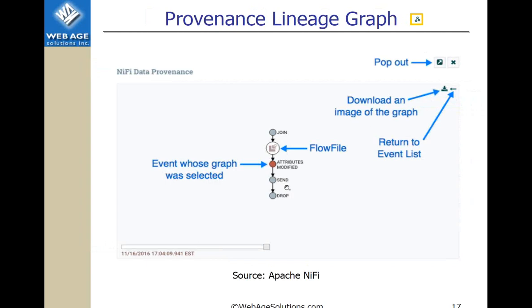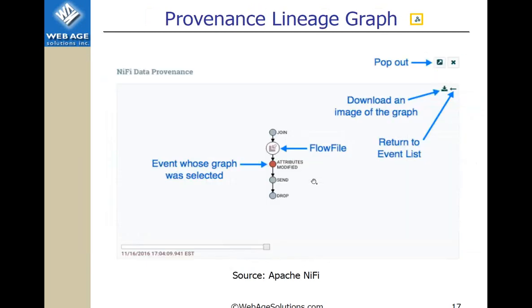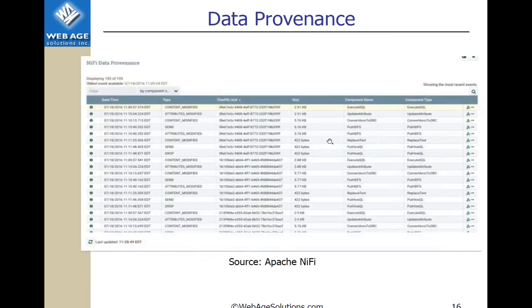Provenance, so again, when you click on this thing, on the right, you've got the data provenance diagram. So essentially it would show what happened to a particular message. Okay, so that's a flow file, that's a message that was going through. It was send, drop. Join means that it was kind of picked up. You can download it as an image. You can return to the event list back to this one.